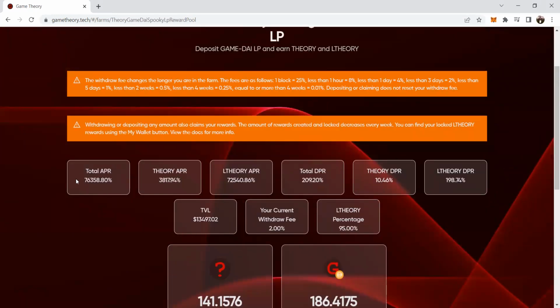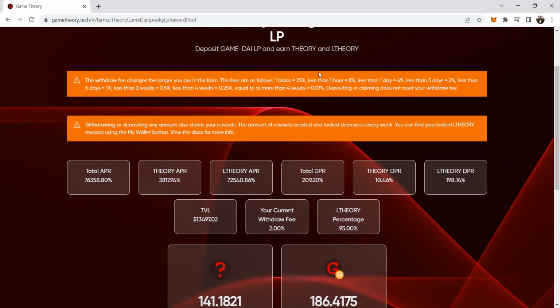So this box here, I'll just start up here. First off, we've got the withdrawal fees. The withdrawal fees change the longer you are in the farm. So the fees are as follows. Within one block, which would be anything from like 7 seconds to 30 seconds, there'd be a 25% withdrawal fee. That is to dissuade people who are trying to trade and front run people's transactions.